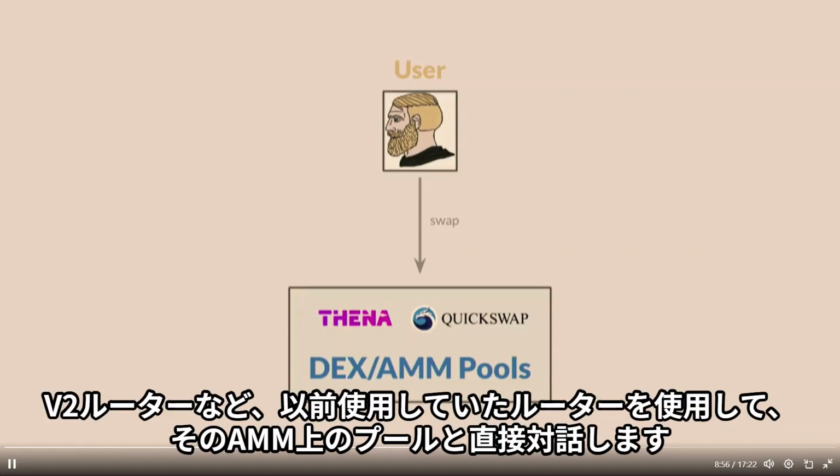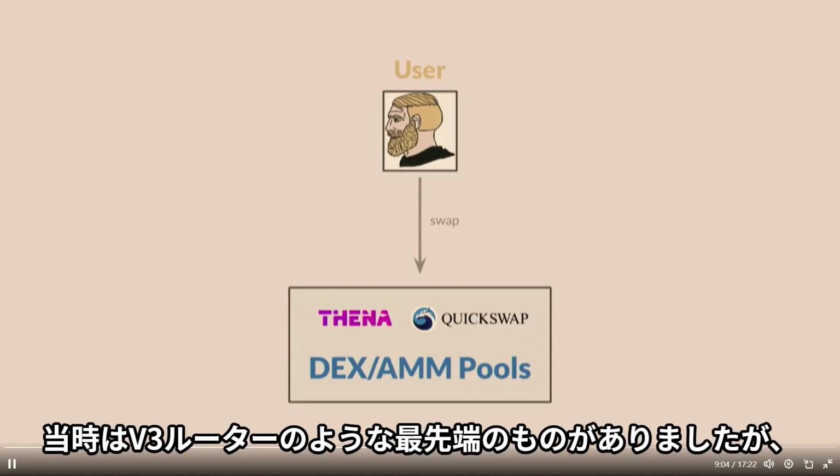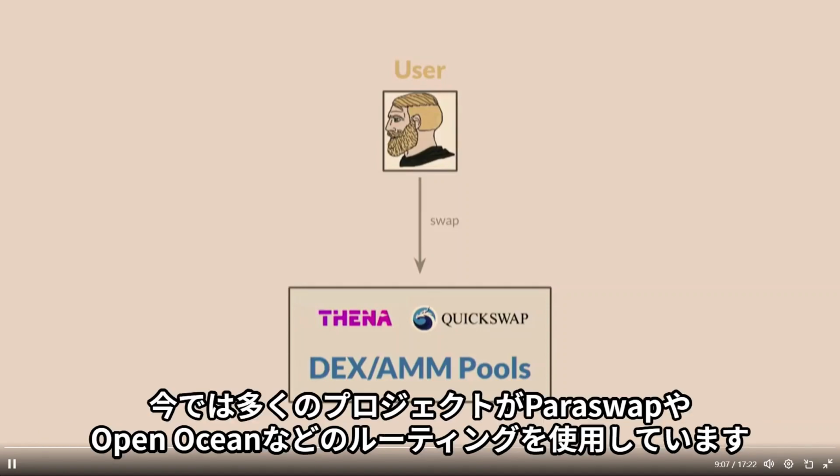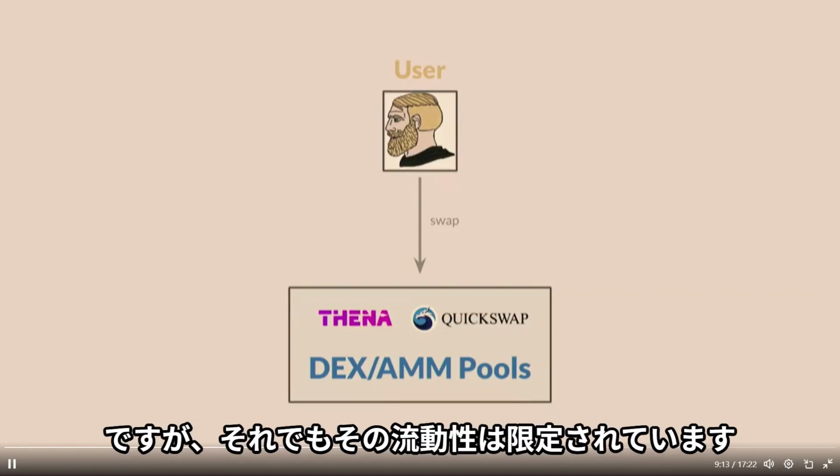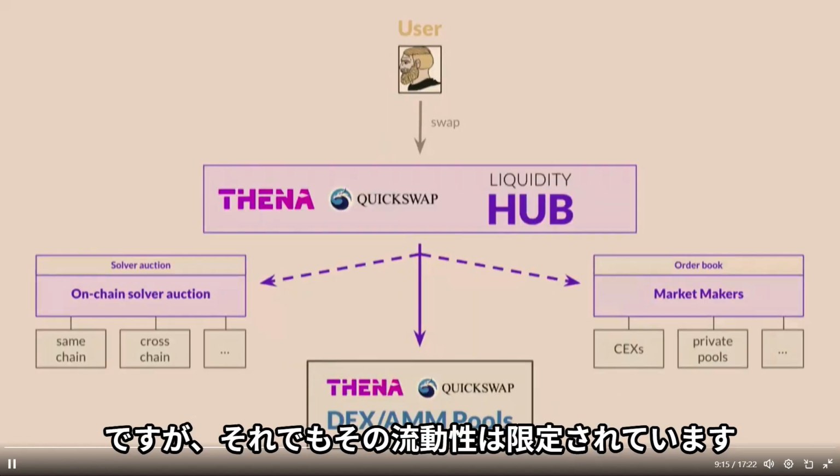They want to swap. So the way it was, today they just interact directly with the pools on that specific AMM using whatever router. You used to have a V2 router, then the more advanced V3 routers, and now a lot of the projects are using somebody else to do the routing, like Paraswap or OpenOcean or Odos. But still, you're limited to that liquidity.